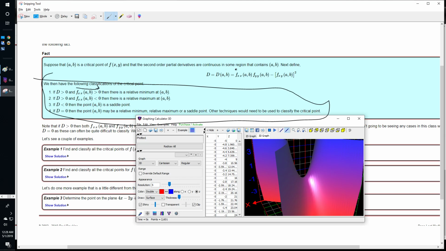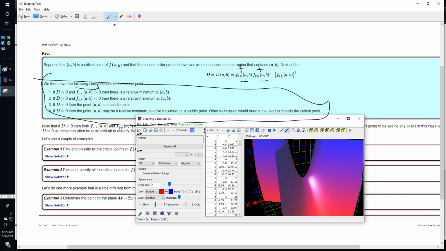This is positive. This also has to be positive. Okay. This is positive, this is negative, so this has to be negative. Okay, I know what's happening.